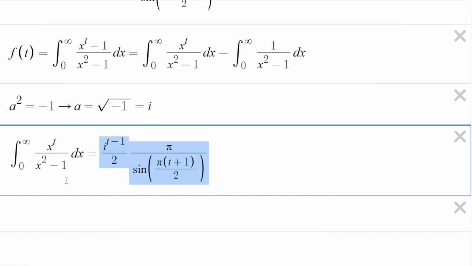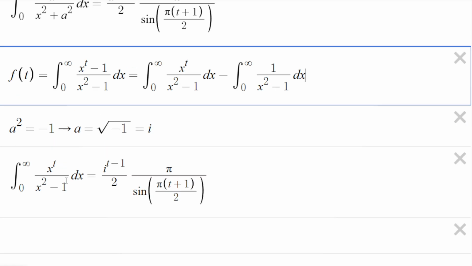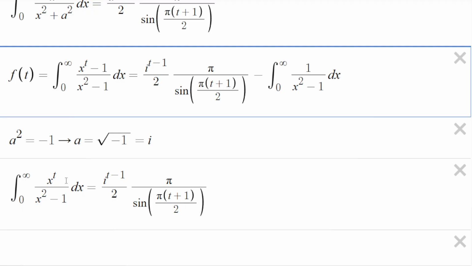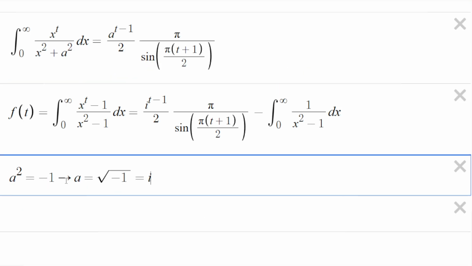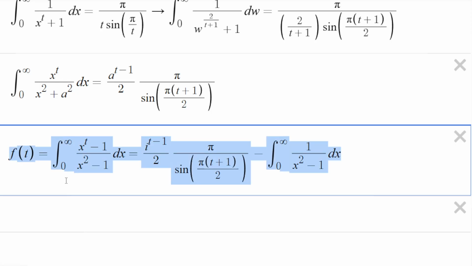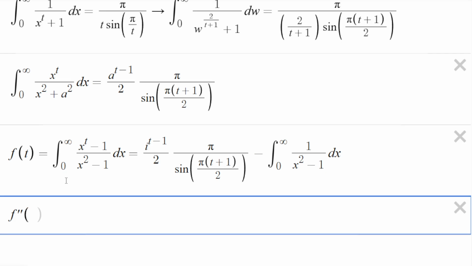So let's replace it. This is equal to this. All right. Great. So now we have a nice expression for f of t. Of course, this is divergent. This part is not necessarily divergent, depending on what you pick for t. It's going to work out, though. So let's see. We actually want f triple prime of t, right?